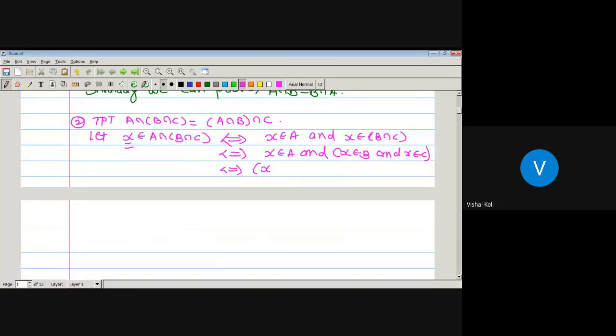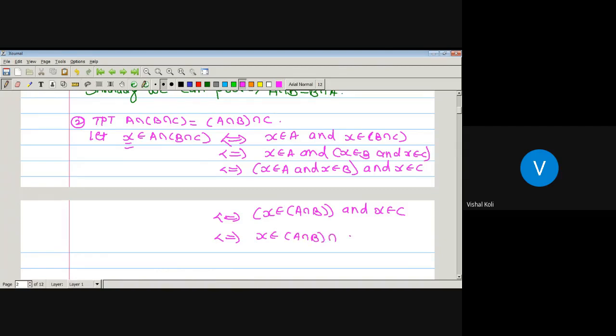Therefore, it can be written as x belongs to A and x belongs to B and x belongs to C. Both are the same, which is nothing but x belongs to A and x belongs to B, which implies x belongs to its intersection, A intersection B, and x belongs to C. Again, it is if and only if x belongs to A intersection B and x belongs to C. As x is a member of both A intersection B and C, then it is again a member of its intersection, which implies x belongs to (A intersection B) intersection C.